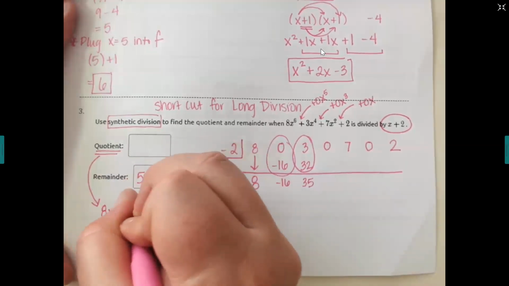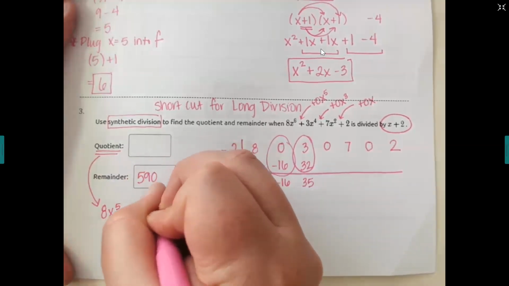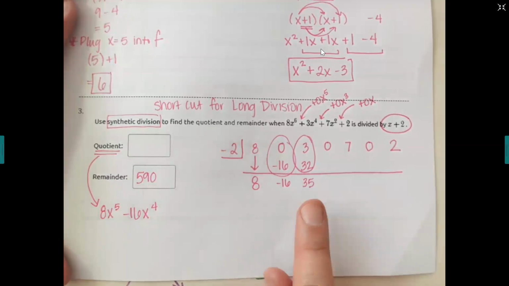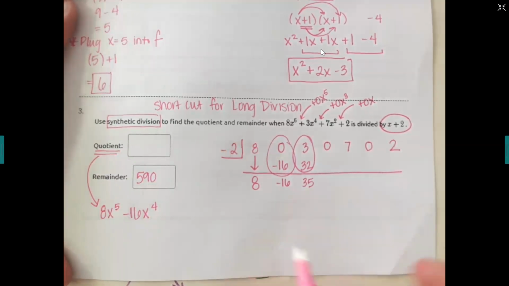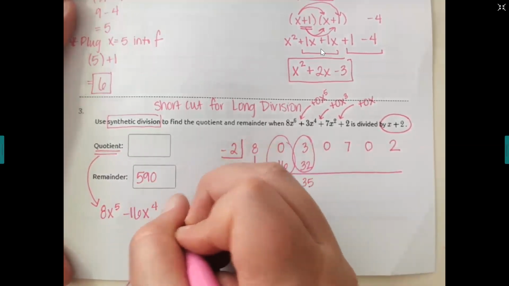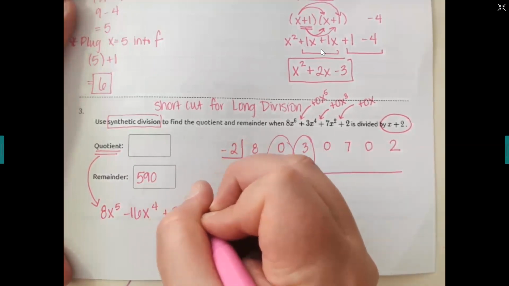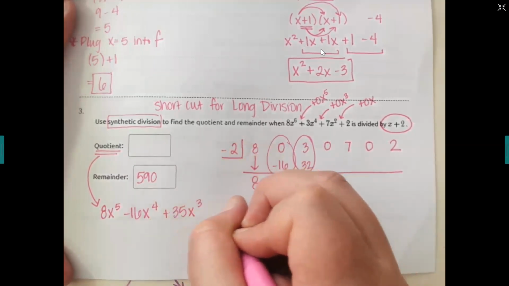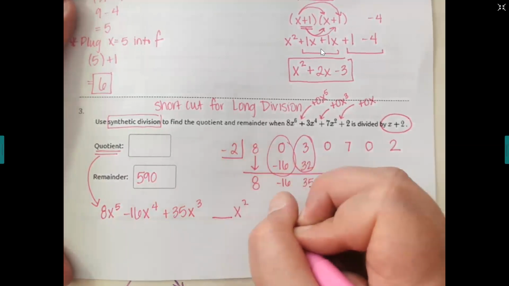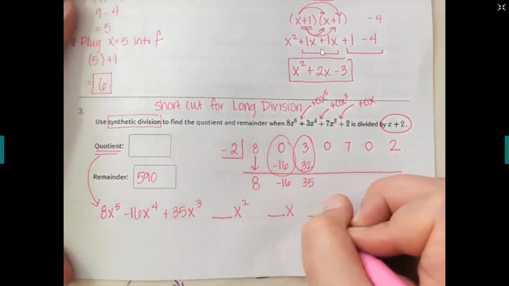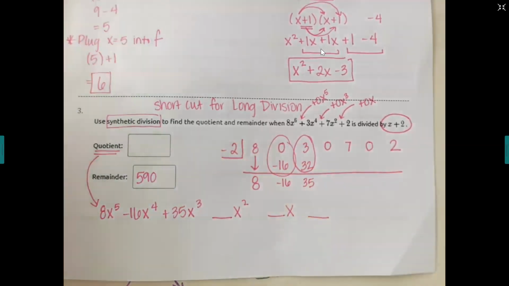Negative 16x to the what? 4. Then plus 35x what? 3. Okay, then you're gonna have blank x squared, blank x, and then one final number by itself. So the quotient's kind of too long to really fit in that box, but when you're typing it, hopefully you won't struggle to fit it in because the box will go.